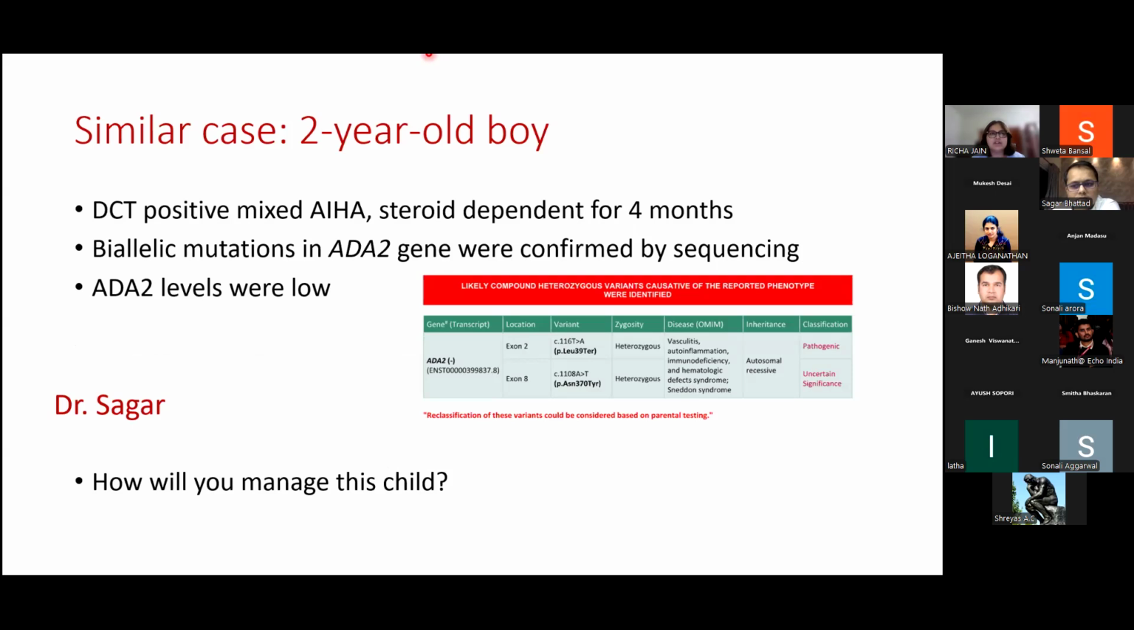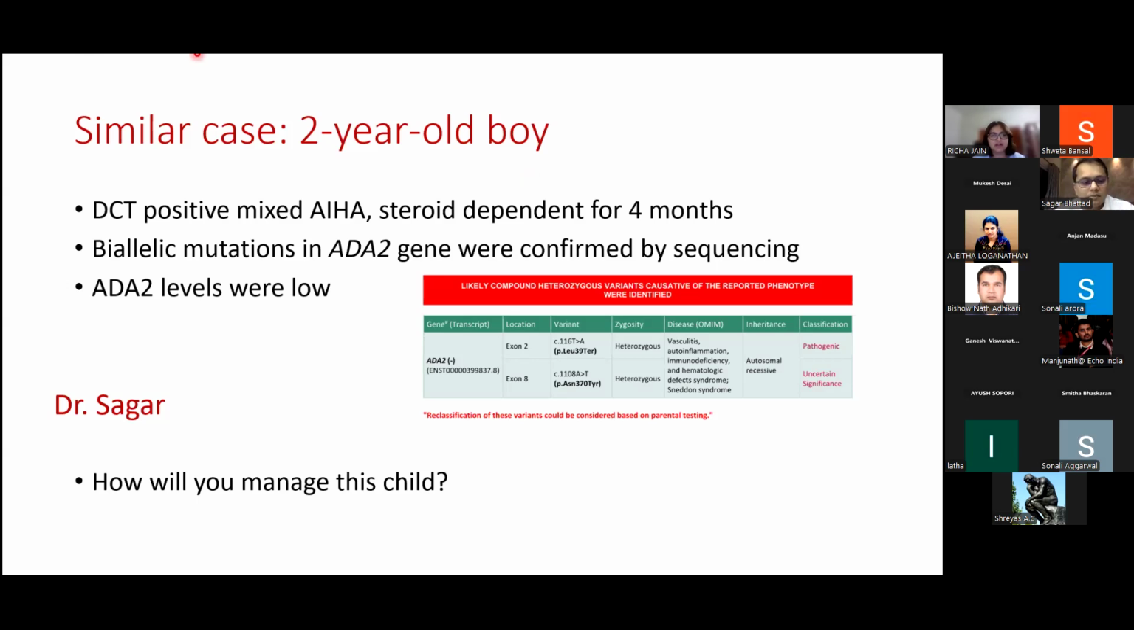So we had a similar case, a 2-year-old boy with DCT positive mixed AIHA, on steroids for 4 months when he came to us about 2 years ago, and had biallelic mutations in the ADA2 gene confirmed by sequencing, as we can see here. One of the mutations is pathogenic, another mutation is of uncertain significance. So ADA2 levels were also done in-house and they were low. ADA2 has been covered in the initial talk. So Dr. Sagar, would you quickly like to talk about the management of this child?